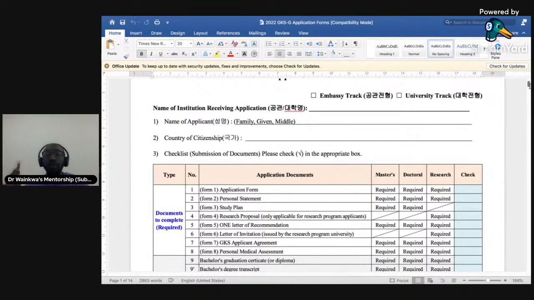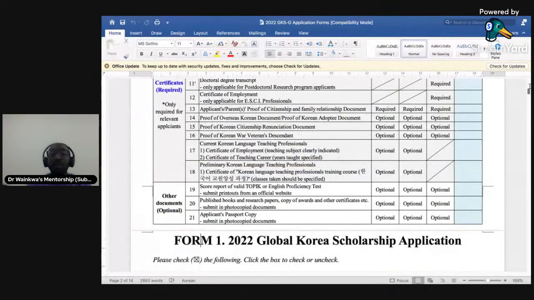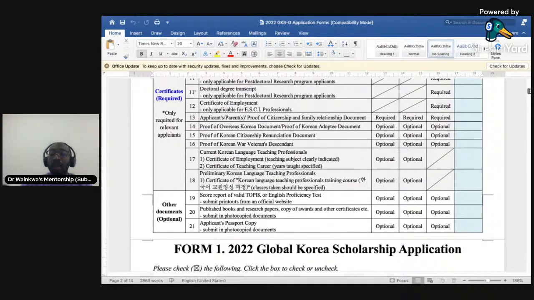You have just one university, and you post your documents to the university you're applying to, not deposit them with the Korean embassy. That's the first thing. So, form one is usually the application form. In total, there are 21 things you need to prepare.